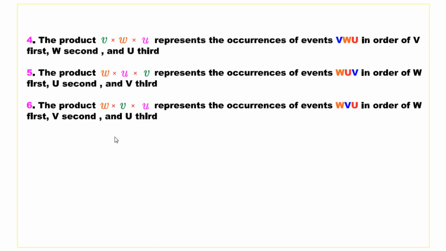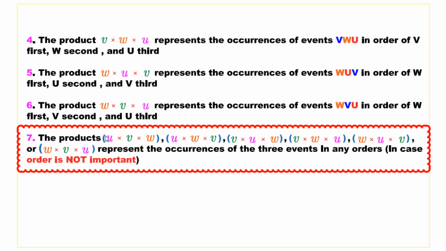And now we arrive at the extra case of the multiplication principle, which is the case of no order. Any of these products, U, V, W, or U, W, and V, etc., any of these products represents the occurrences of these 3 events in any order. So if the question demands from us that these three events occur in no order, we can use the multiplication of UVW or UWV to get the number of outcomes of these three events.